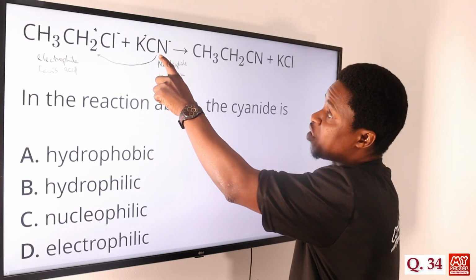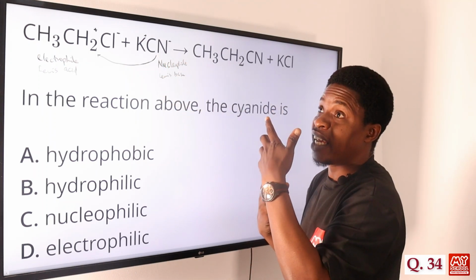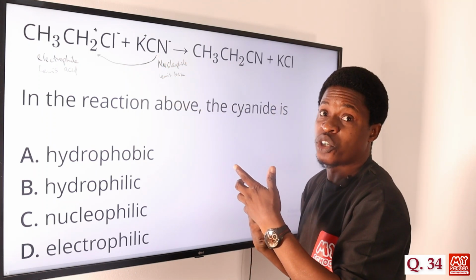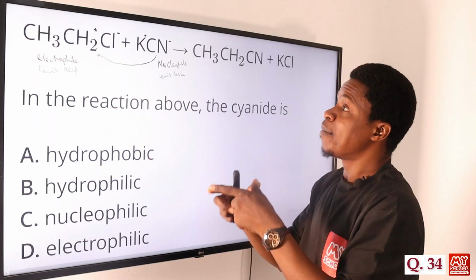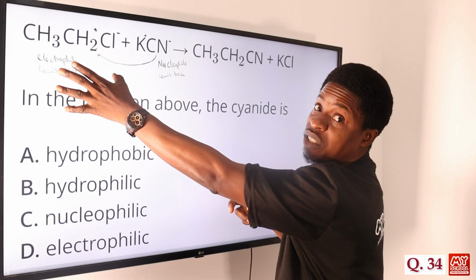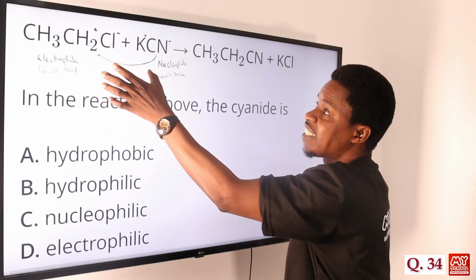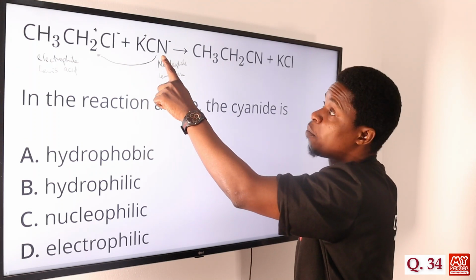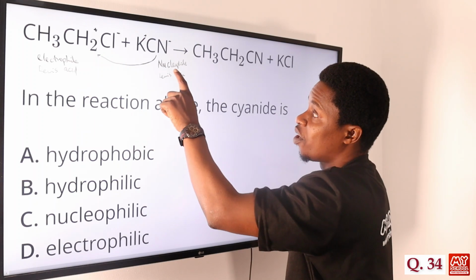So this cyanide species has a lone pair of electrons that it is going to donate to this positive charge so that it can eventually bond together with it, while this electrophile is positively charged and is accepting the pair of electrons from this cyanide. So this is what we call the electrophile, and this is what we call the nucleophile.